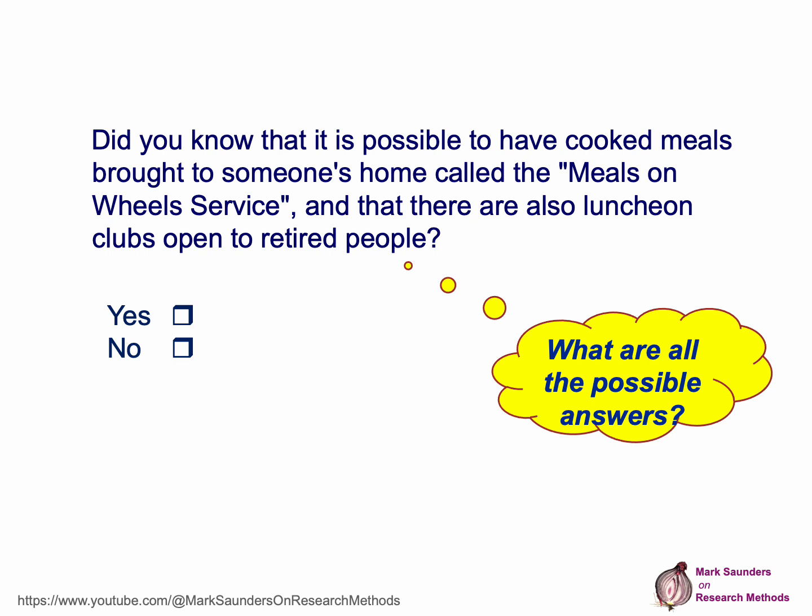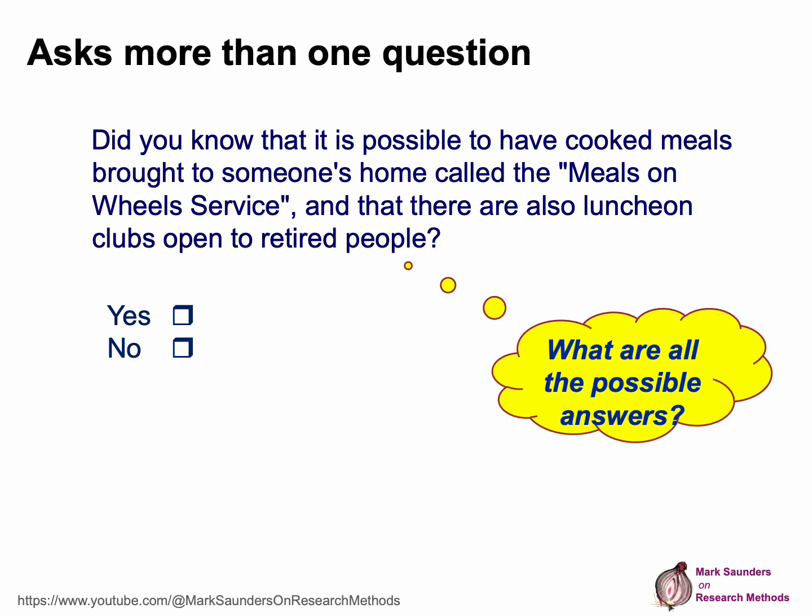Well, the first question is, do you know that it's possible to have cooked meals brought to someone's home? The next question is, do you know that it's called the Meals on Wheels service? And the next question is about, did you know that there are luncheon clubs open to retired people? So there are at least 3 questions, so the answer could be yes to the first question, yes to the second question, and yes to the third question, or it could be yes, no, no, or no, yes, yes, and so on. So the issue with this question is that it asks more than one question in a question.